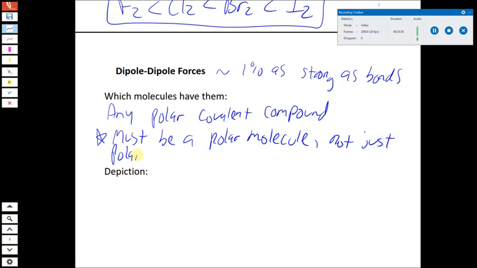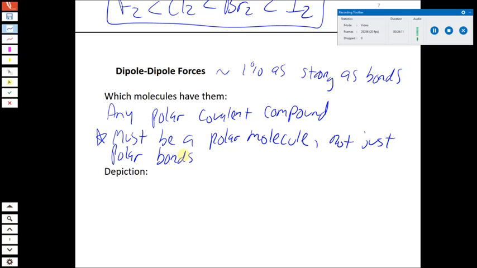All right, because as we saw in chapter 4, when we talked about molecular polarity, it's possible to have polar bonds but still be a nonpolar molecule. So to have dipole-dipole forces, the whole molecule itself, the molecular polarity, has to be non-zero. Okay. So how does this work?